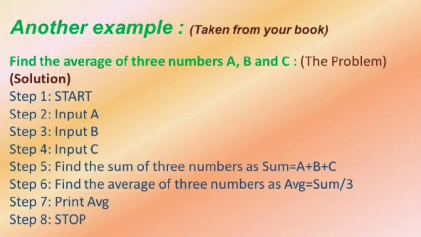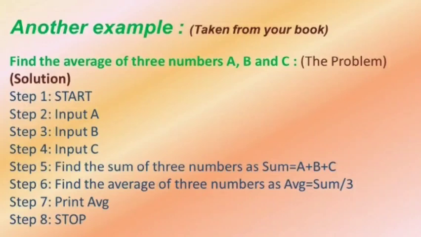Another example. This also is taken from your book. The problem is here: find the average of 3 numbers A, B and C. So this is a problem like the programs you write in computer. Now the solution for this problem. Step 1, start. Step 2, input A. Step 3, input B. Step 4, input C.